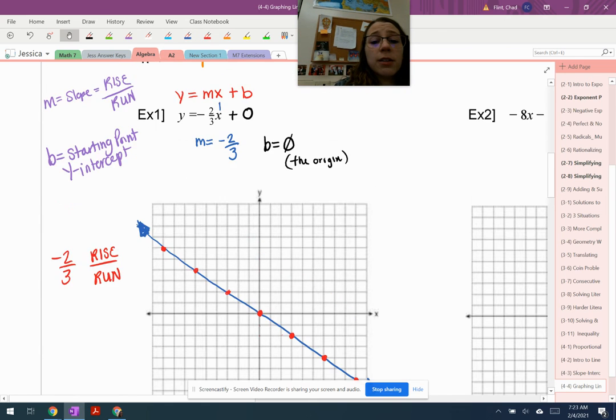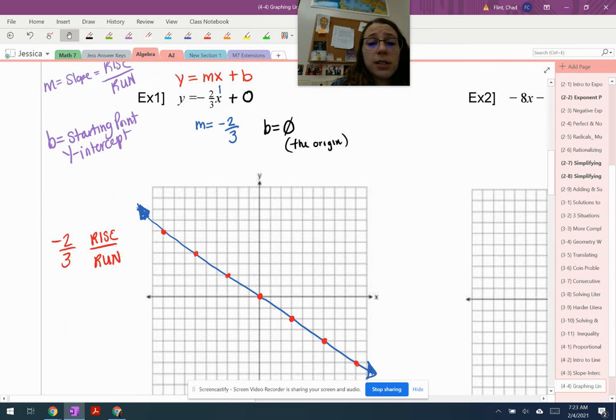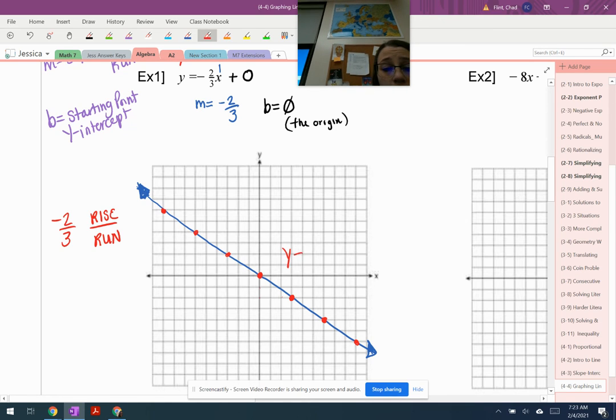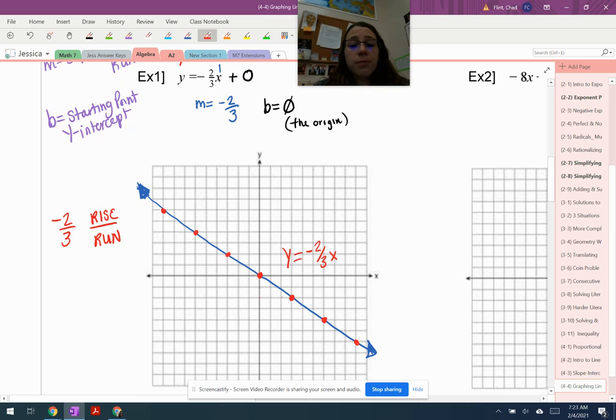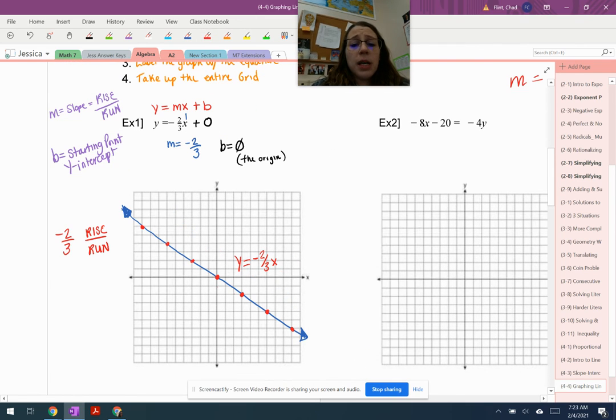And again, I use the straight edge. I have arrows at both ends. I need to label with the equation. So that's where you just take this equation that they gave you and just rewrite it on the graph. Negative 2/3 x. And take up the entire grid. Boom! Example 1, done!